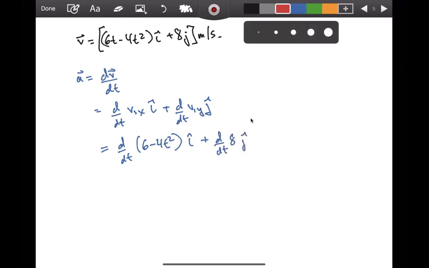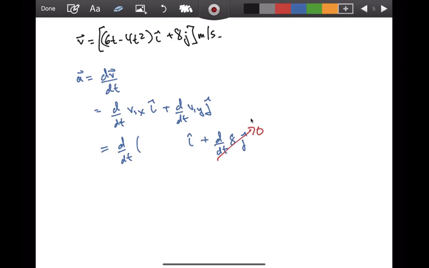First things first, let's deal with the j direction. Of course, the time rate of change of a constant is simply 0. Constants don't change with time, so that term is 0. And I just realized I forgot my t, so let's put in the t there. It's actually 6t minus 4t squared. There we go.